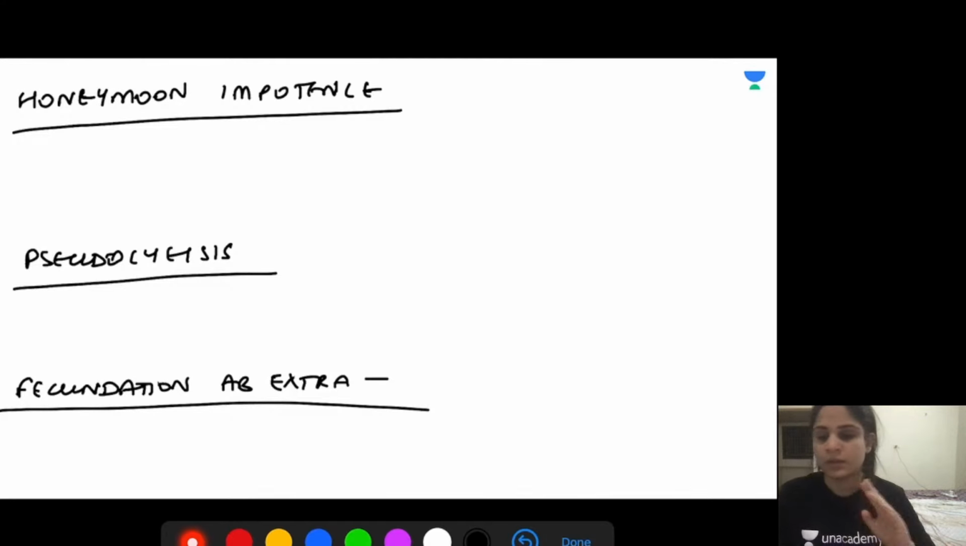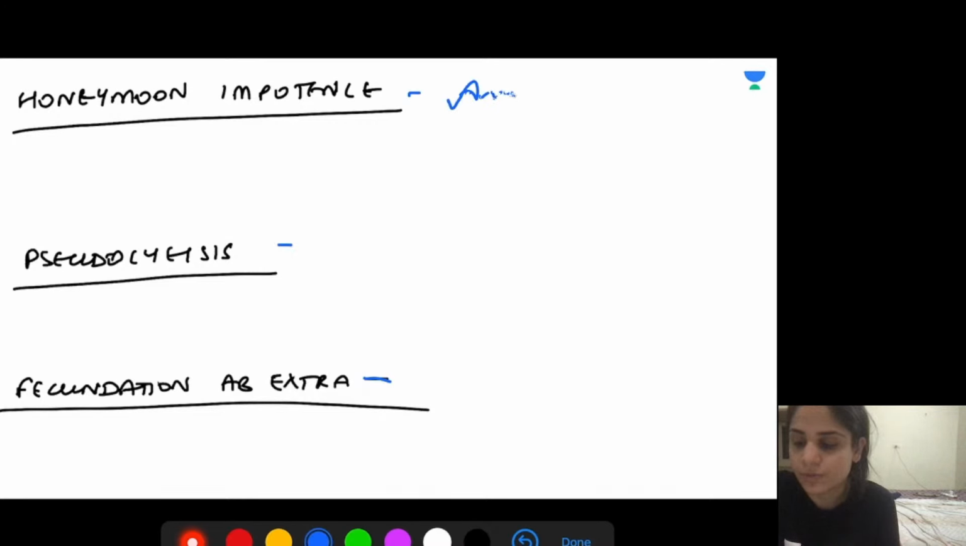Okay. So honeymoon impotence, I think it's very easy from the name, especially happens in arranged marriages. It is any kind of anxiety to perform sexual acts due to fear. Okay, to perform coitus or to perform sexual acts due to fear. So that is called honeymoon impotence.